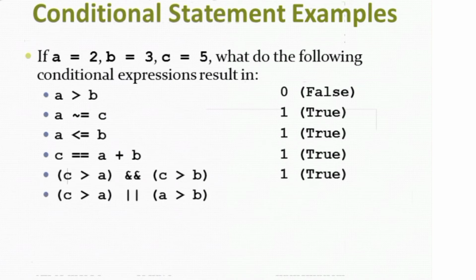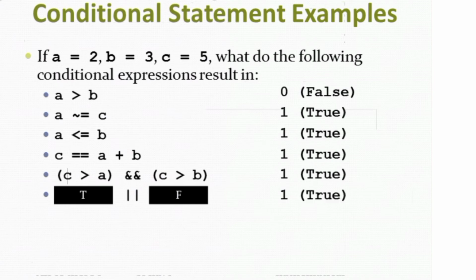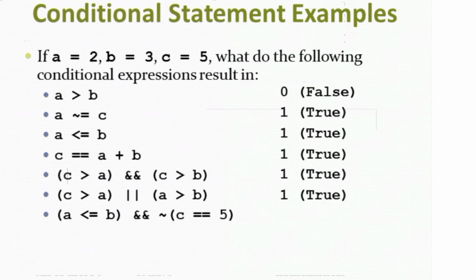Next we have, again, c is greater than a. We saw before that one was true, and now we have a is greater than b. 2 is not greater than 3. We actually saw that in the first example, so that would be a false. And now because we have or, true or false, as long as one of those is true, you would end up with a true.